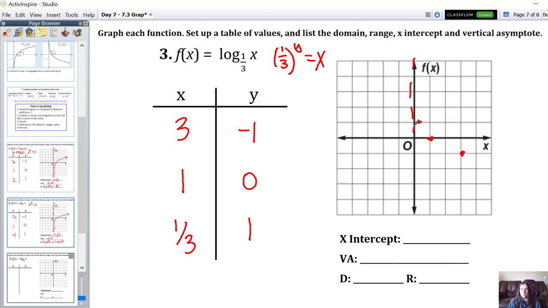Now notice, this graph is going to be flipped. That's because our base, that 1/3, is between 0 and 1. So that's going to make our graph flip upside down. Our x-intercept's not changing, our vertical asymptote's not changing in these examples. Domain, still 0 to infinity. Range, still all real numbers. If you have different types of logarithmic functions, these things might change, but for purposes of this section, we're only focusing on changing the direction or stretch or compression.